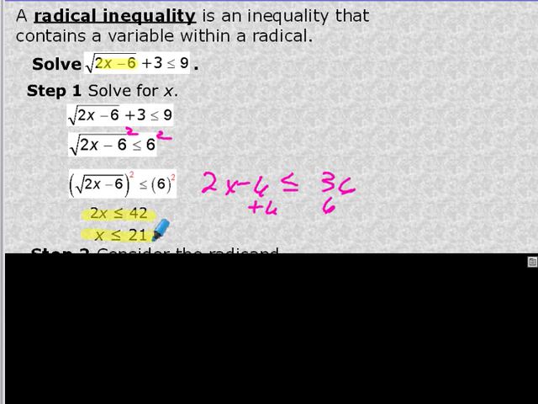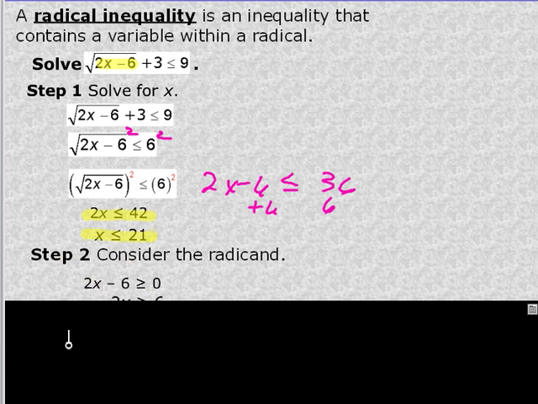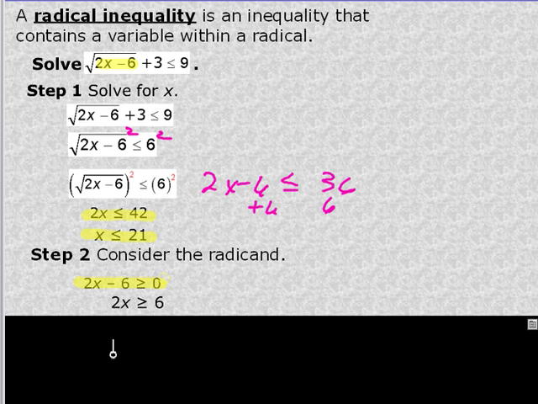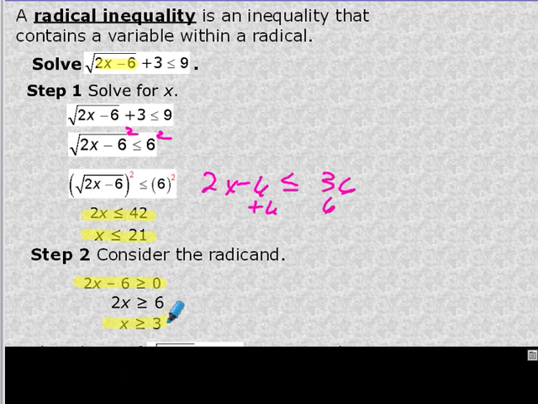All right, so x has to be less than or equal to 21 for this inequality to be true, but we also know that 2x minus 6 has to be greater than 0. If it's not, it's going to be negative, and we're not going to have real numbers for our equation. So we're going to find the values of x that make sure that the radical has a positive value underneath it, or it can be 0 or greater. So 2x minus 6 has to be greater than or equal to 0. Solve for x, so add 6, divide by 2, and we see that x has to be greater than or equal to 3.